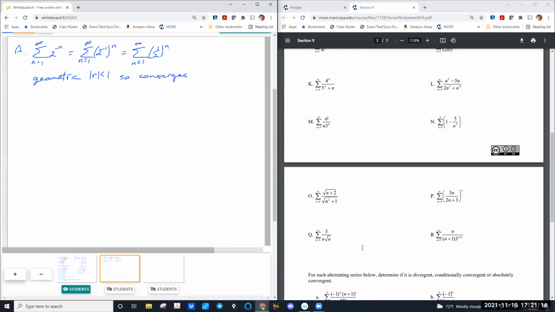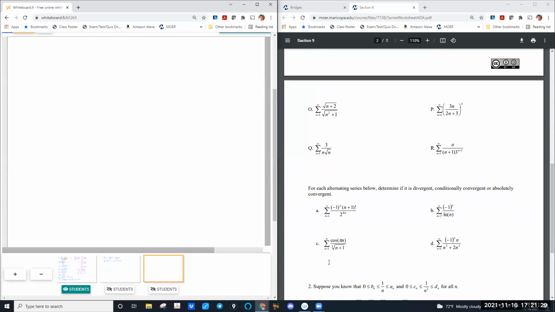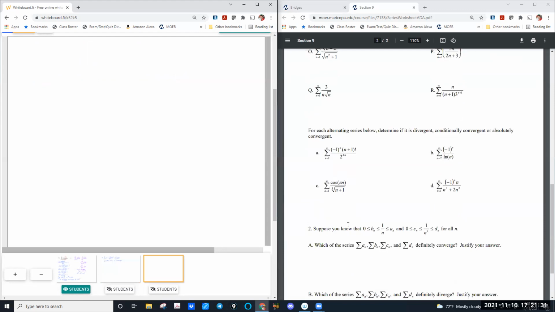But I'll tell you what, actually, after we've done a couple on the worksheet, towards the end of class, if we have time, if you want to look at that one, we definitely can. Do you think you'd be able to do A for the alternating series? Sure, let's do that one. Okay.